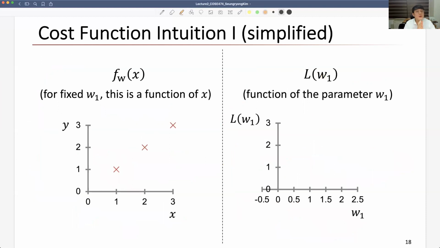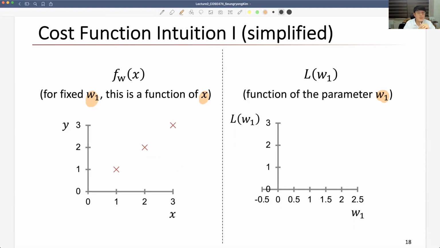Okay, so let's think about the two plots. The left one is f_W(x), and the right one is L(W1). It means that for a fixed parameter W1, this is a function of x, a mapping function of the input variable. And the right-hand side represents the function of the parameter W1.